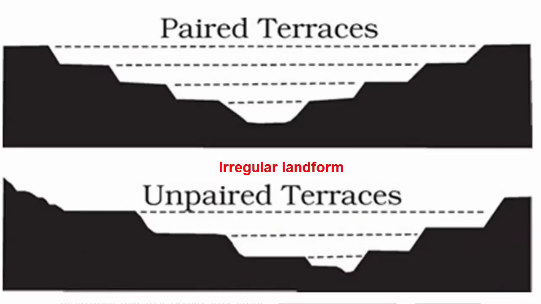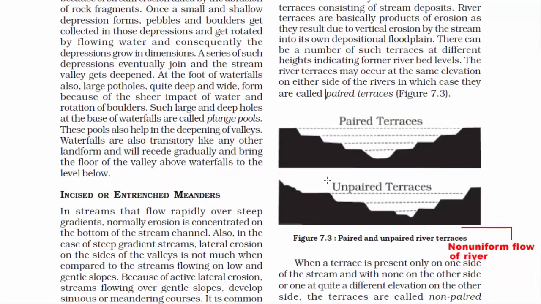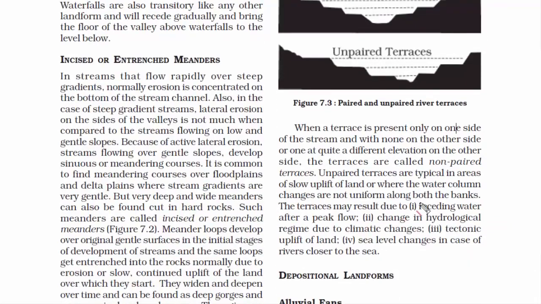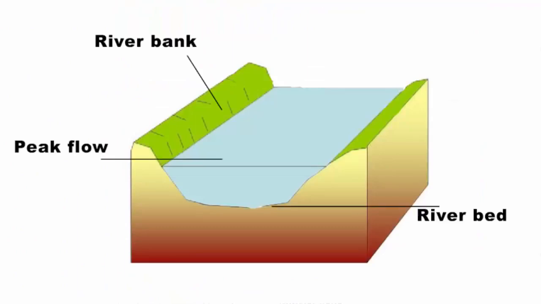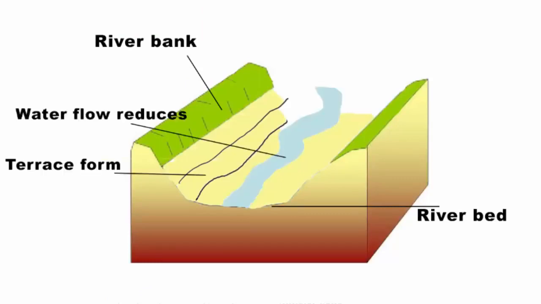Now these terraces are of different heights depending on the irregularity of the landform. At the same time, they can be of the same height. We call that paired terraces. If the flow of the river is not uniform, then it develops into unpaired terraces. And there are a number of reasons behind unpaired terraces. Number one is receding water after a peak flow, when there is a lot of water flowing and all of a sudden the volume of the water decreases. The river channel becomes narrow, and due to that, narrow gully formation takes place. As a result, we can see terrace formation.